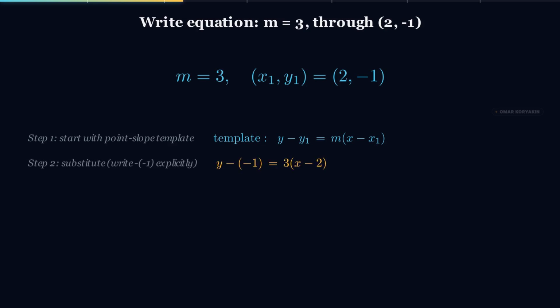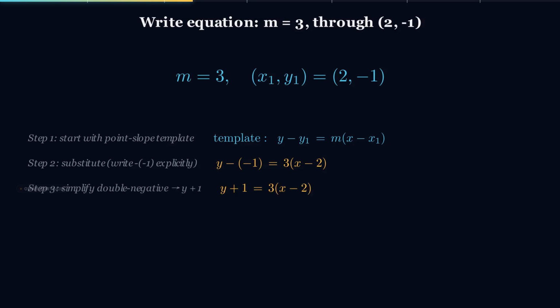Step 2. Substitute into the point slope template y minus y1 equals m times the quantity x minus x1. Replace y1 with -1 and m with 3 and x1 with 2. The equation becomes y minus -1 equals 3 times the quantity x minus 2.